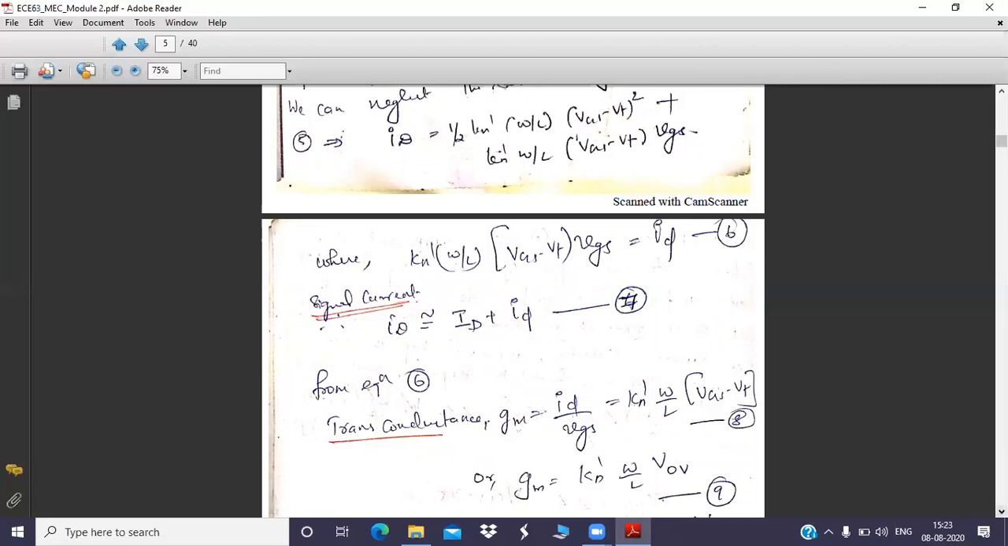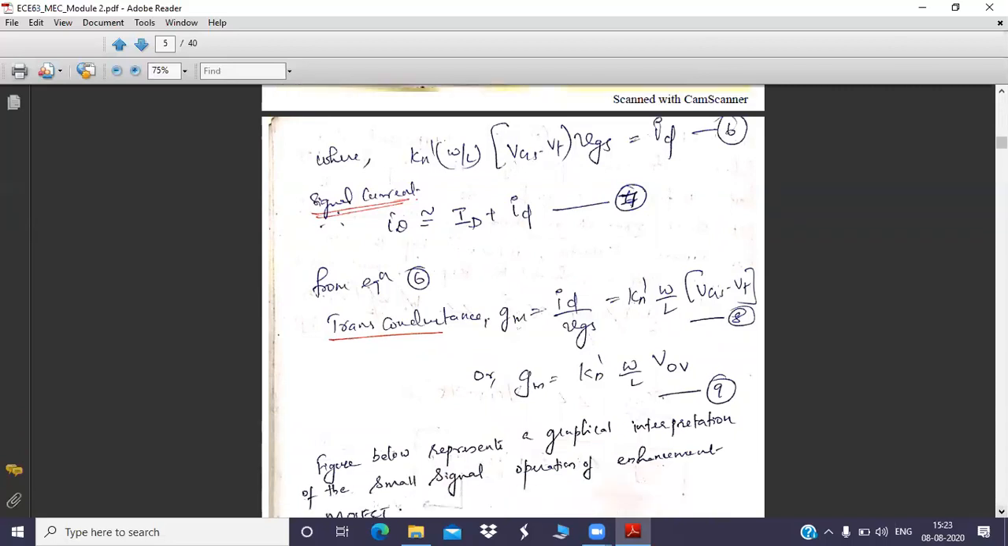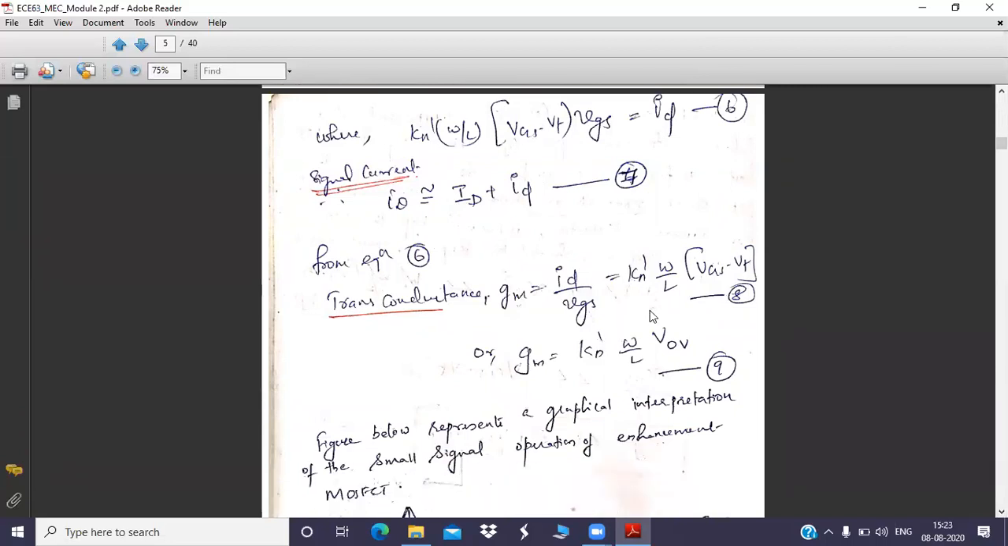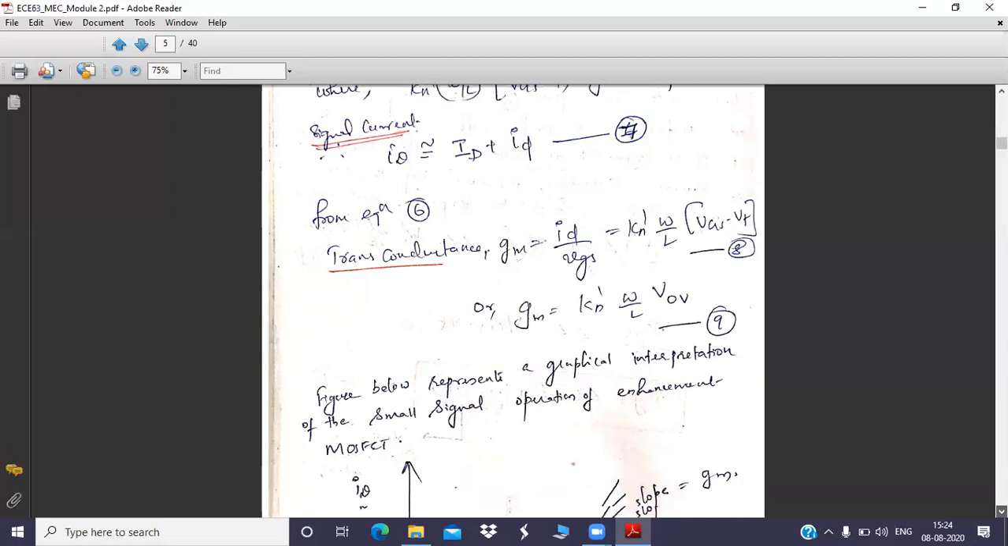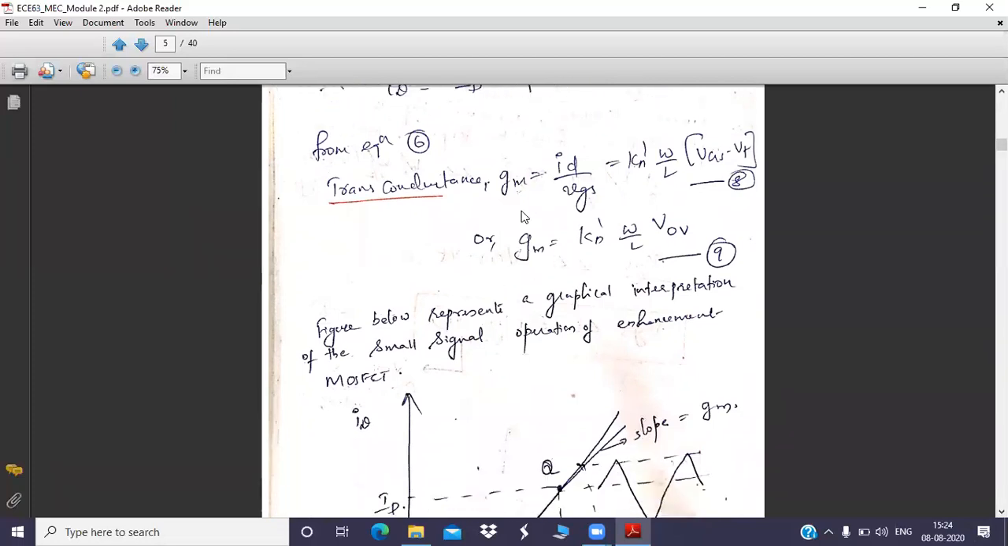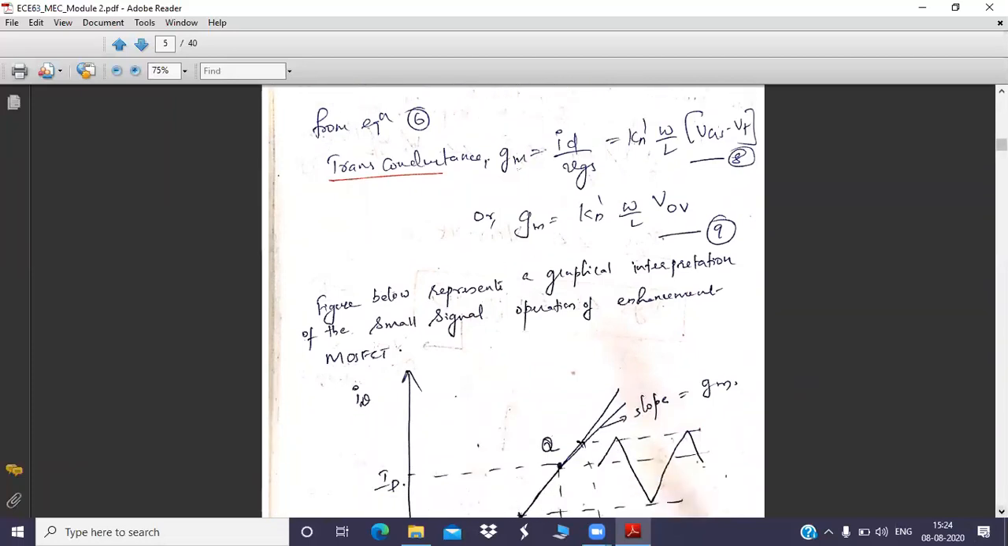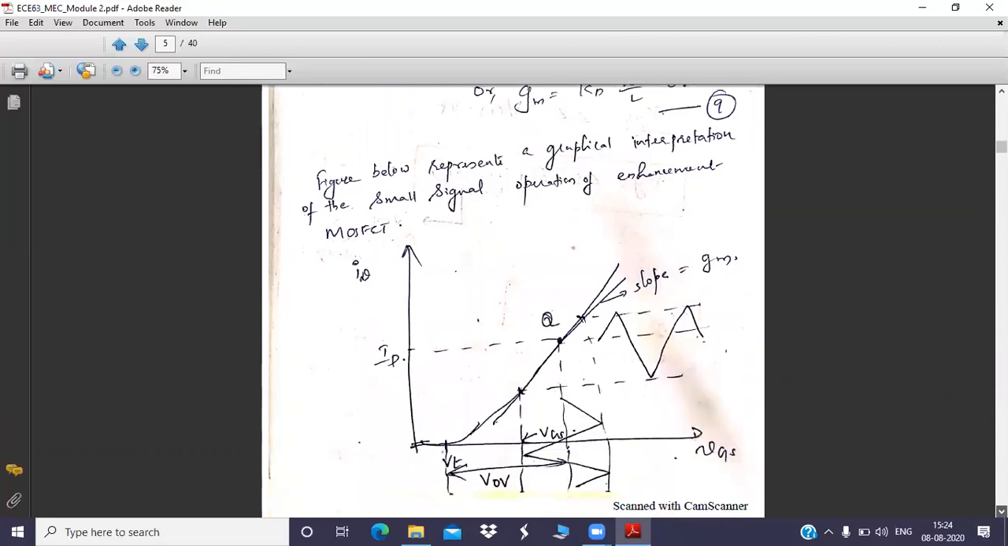So now the transconductance is GM, which I can rewrite as Kn dash W by L into what is this? This is nothing but your VOV, as I have said, overdrive voltage. So from this, you can expect a question: derive the equation of transconductance by using small signal analysis and plot a graph, how you can find GM graphically. This is the analytical way of finding GM, and this is a graphical approach of finding GM. So this is important.